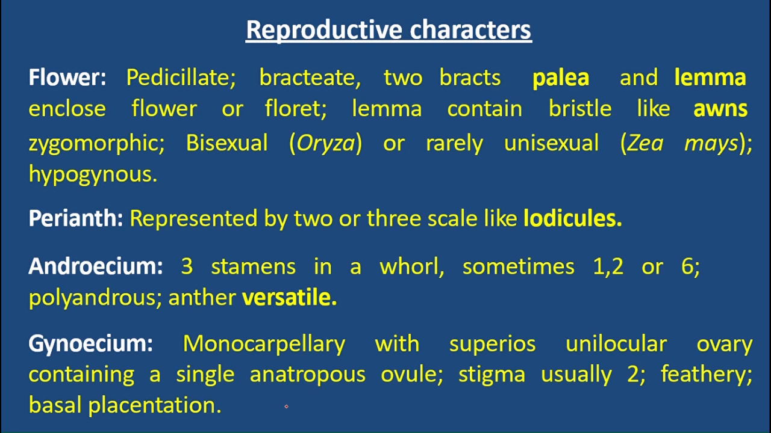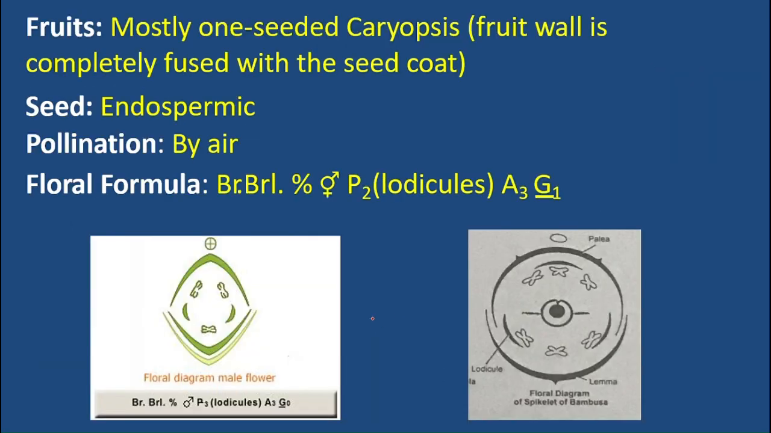Anatropous ovule. Stigma usually 2, feathery. So basal placentation. What kind of placentation is seen in the Poaceae family members? Basal placentation. Placenta found at the base of the ovule. See, what kind of fruits are present? Mostly Caryopsis type of fruits are present in the family members Poaceae.